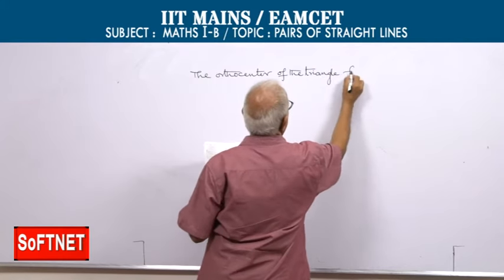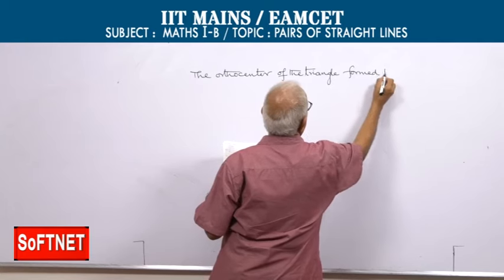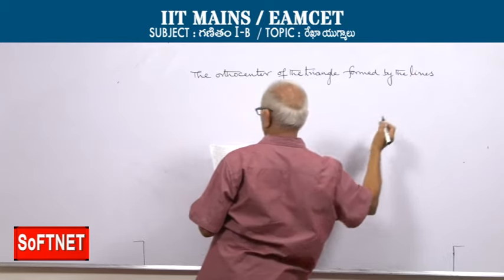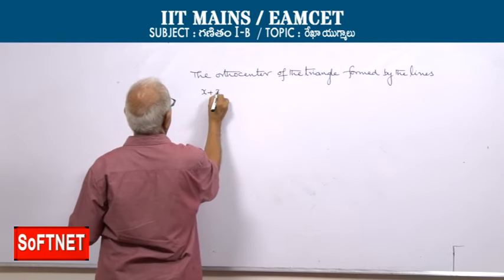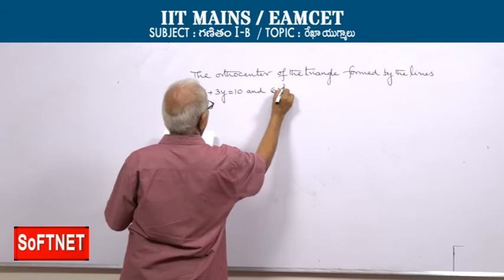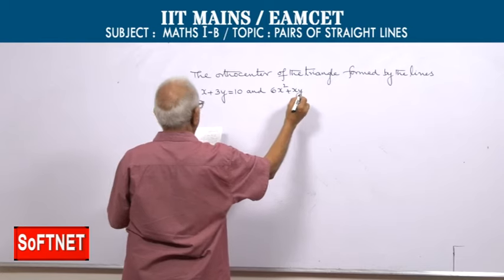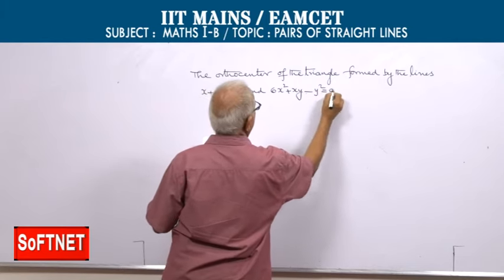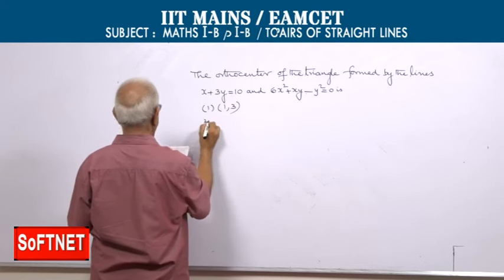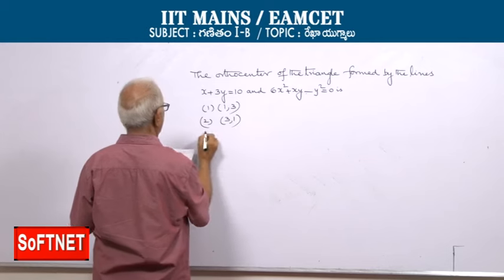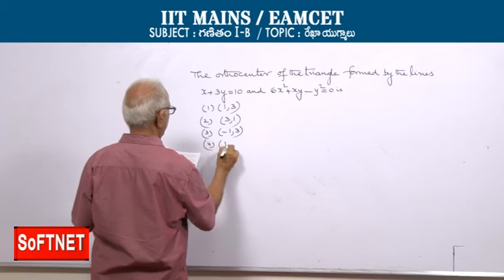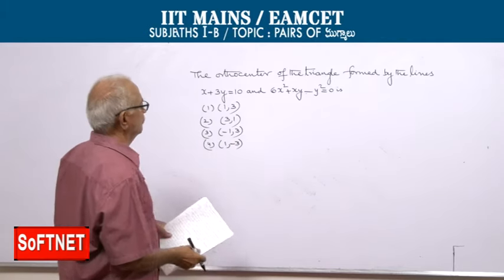The orthocenter of the triangle formed by the lines x plus 3y equal to 10 and 6x square plus xy minus y square equal to 0 is, well, options: 1) (1, 3), 2) (3, 1), 3) (-1, 3), 4) (1, -3). 2001 question paper of 2001 EMCET.